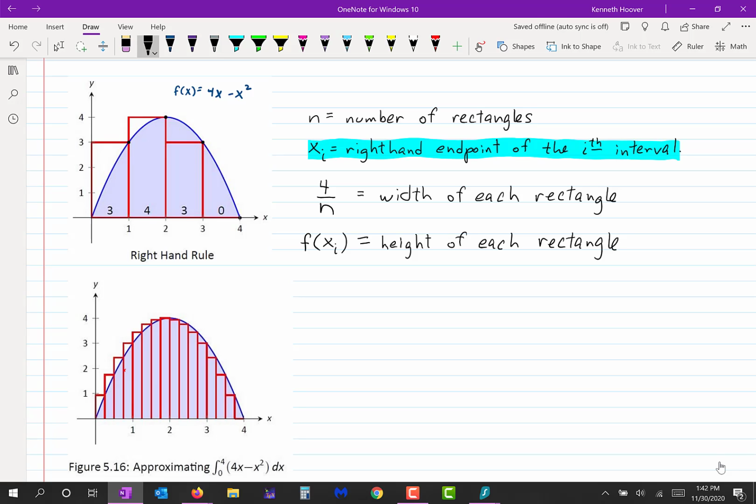Now, I bet we could calculate exactly what each x sub i equals, but let's wait a minute. Okay, so what would be the area of each rectangle?